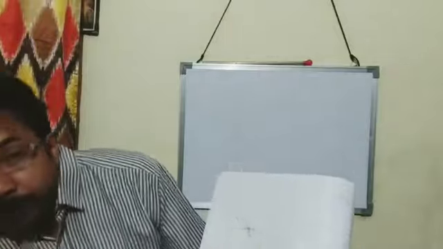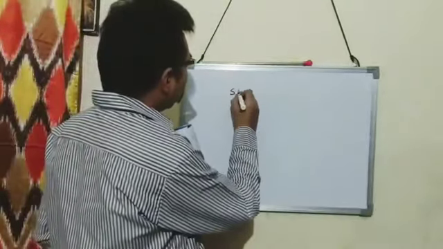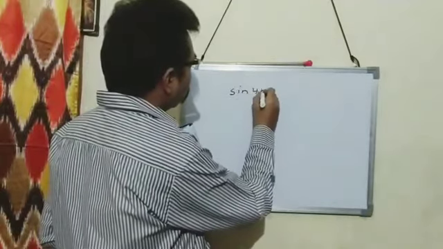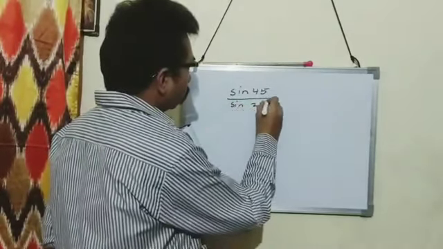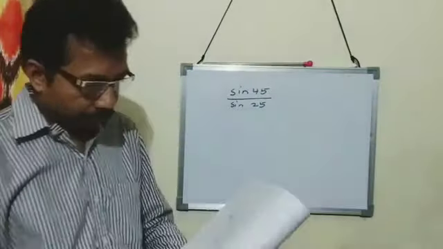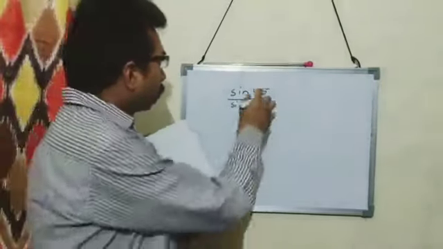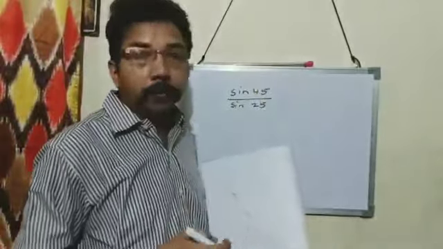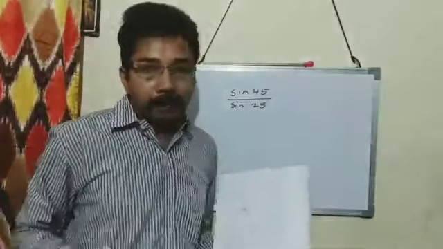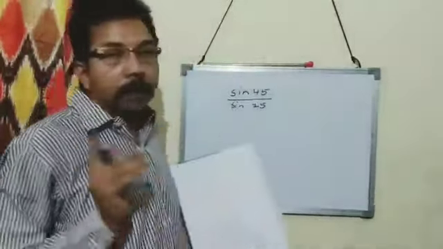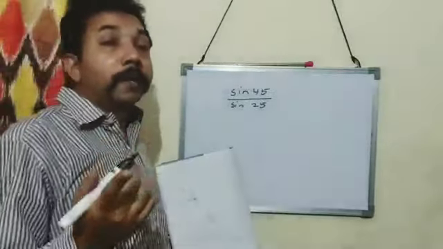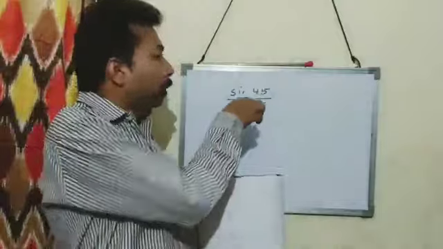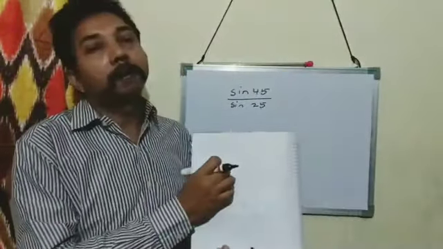Sine of angle of incidence, that is sine 45, divided by sine 25. This we will calculate. We calculate sine 45 upon sine 25. Then we will get an answer. That is the refractive index. And we repeat this experiment by changing the angle of incidence.